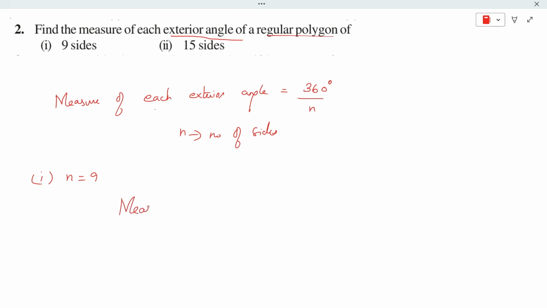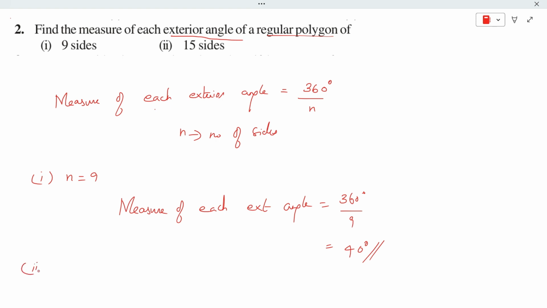So measure of each exterior angle is equal to 360 by 9. So what will be the value? 360 by 9 is going to be 40 degrees. So each exterior angle is going to be 40. If there are 9 sides, 9 into 40 is going to be 360 degree. That is the total exterior angle, isn't it? So this is the answer.